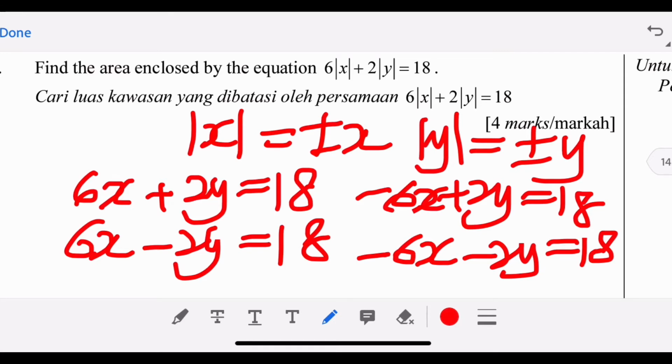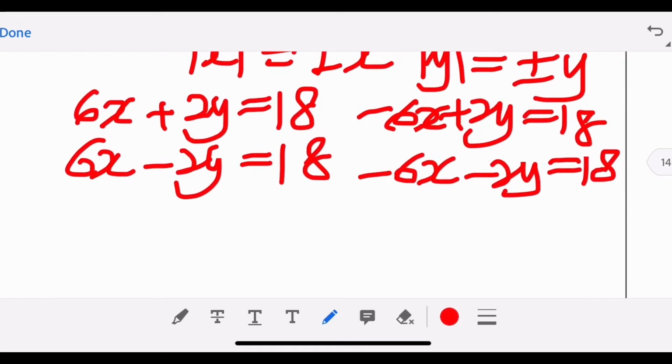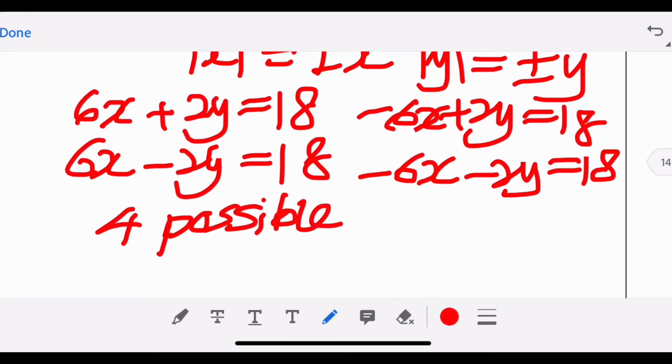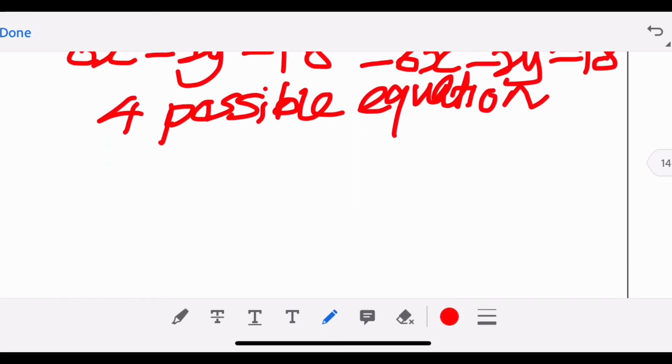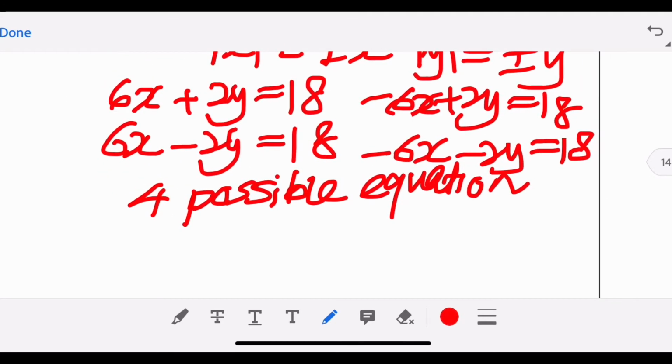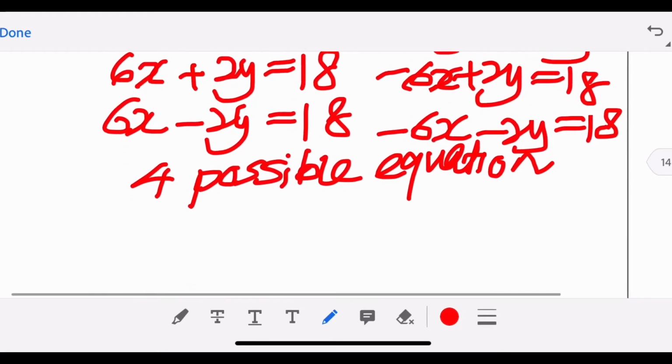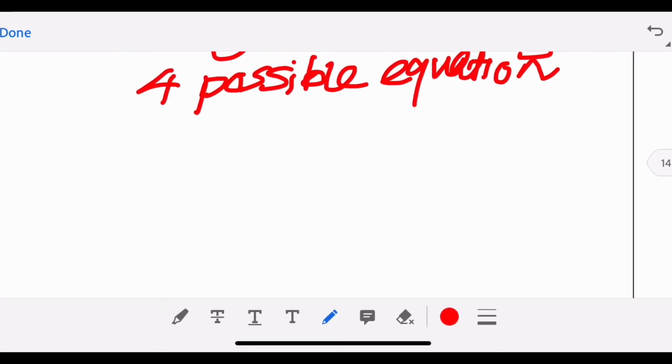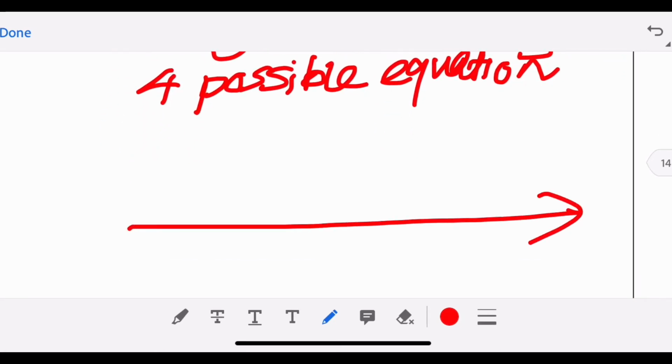So it means that when you have a modulus, you have 2 possible values of x and 2 possible values of y. So in short, you have 4 possible equations. So there are 4 possibilities. Then you can try to understand what the modulus means.